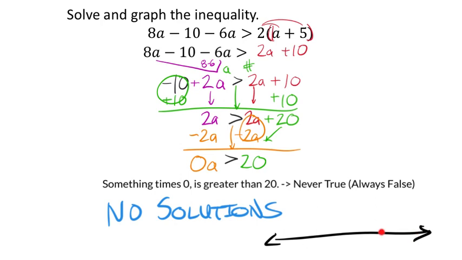We leave it blank because no values on a number line will ever make the original inequality true, because once we narrow this down to 0 times a letter, there's nothing I can do to make 0 times anything ever bigger than 20. I can't do it. No matter how big or small I make the a. I can make it a fraction, a decimal, doesn't matter. I can make it a negative, positive.